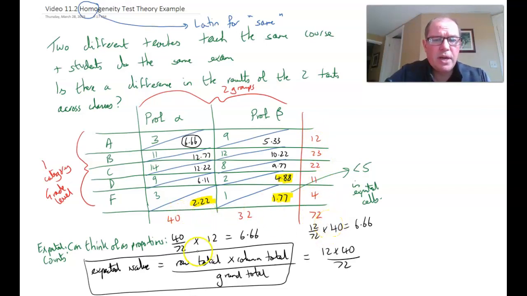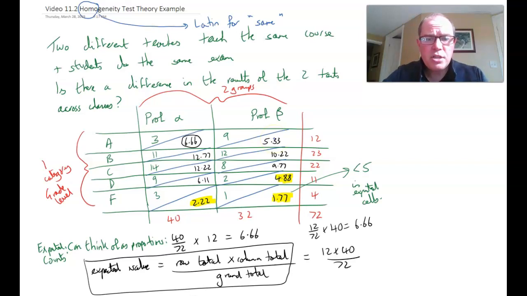The easiest way is just to do the row total times the column total and divide that by the grand total, which will give you the correct proportion of expected. In other words, 12 times 40 out of 72 will give you 6.66. Equally, to get the expected in this cell, 12 times 32 out of 72 gives you 5.33. So you get the expected values.